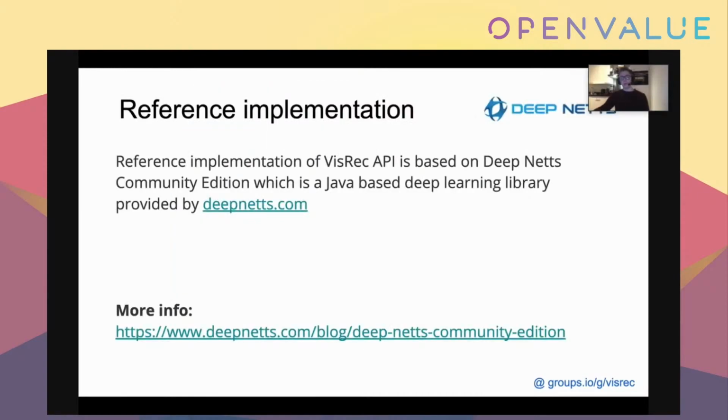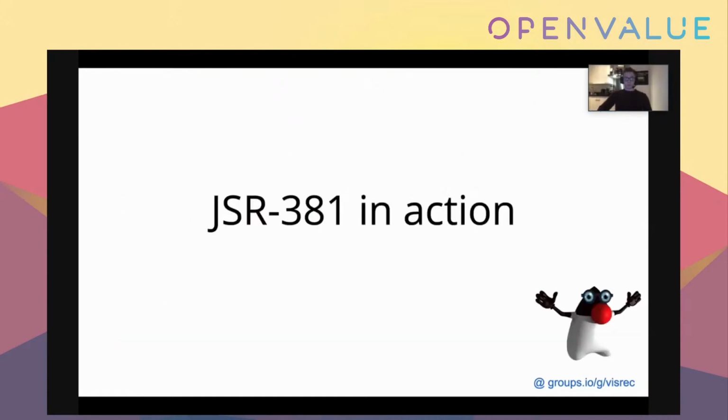So, I already mentioned the reference implementation. That's the default, basic implementation. We are using DeepNets, a DeepNets community edition to be exact. This is a Java-based deep learning library. Also, the owner of DeepNets is one of the spec leads of this JSR. So we finally want to see some action, right?